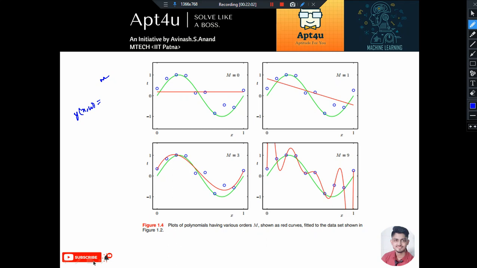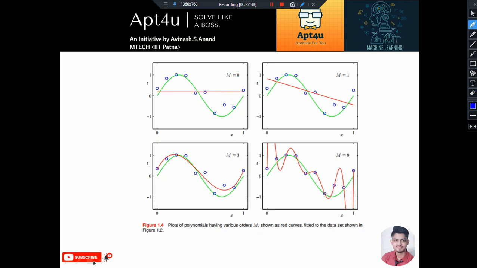But now the red line is what the model, or the machine, is basically trying to learn, right? So the machine will try to learn and adjust the red line such that it will be very close, very similar to the green curve. Only then can we say that the machine has learned the pattern. So initially suppose the machine takes m equal to 0, which means the order of the polynomial is 0, and hence it has a curve like a straight line, a constant function.